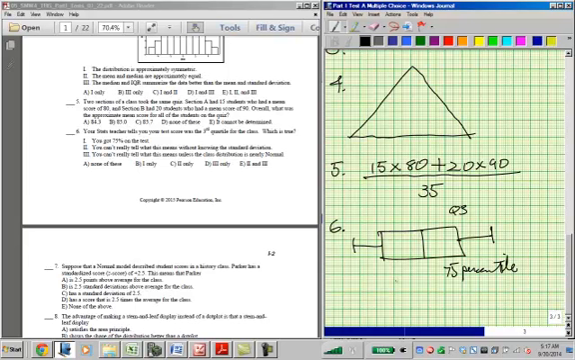3. You can't really tell what this means unless the class distribution is nearly normal. You do not need a normal distribution in order to use quartiles. Regardless of the distribution, you can always use quartiles. Every distribution has quartiles. You put the data in order from smallest to largest and start counting.